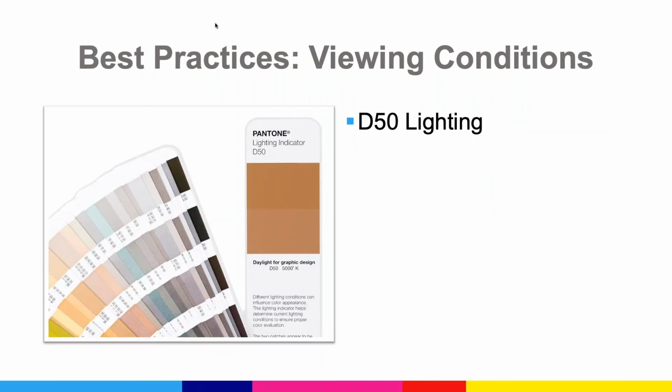A little known tool on the back of every fan deck is the D50 lighting indicator. The colors are matched and managed in D50 degree. That means there is a standard viewing condition defined, and this tool at the back of each book is there to help you assess, am I in that condition?